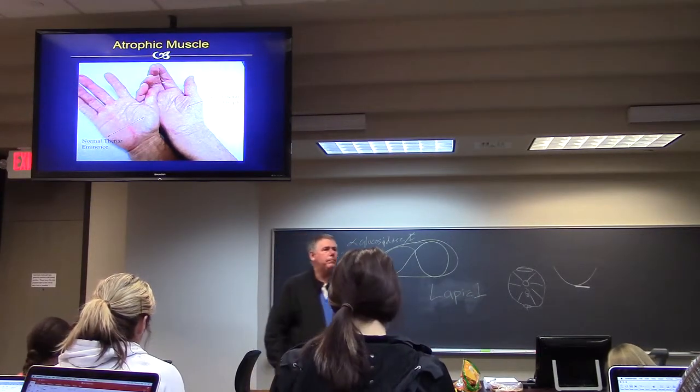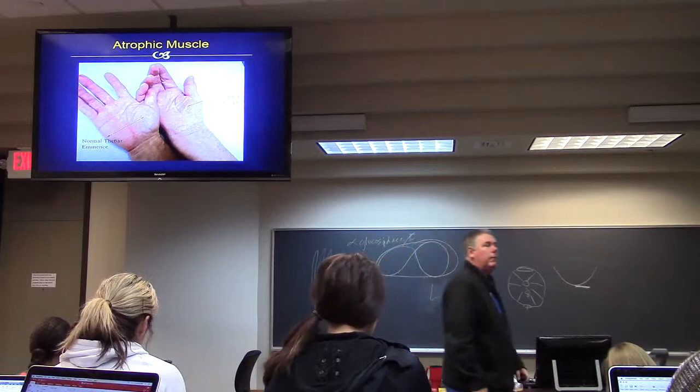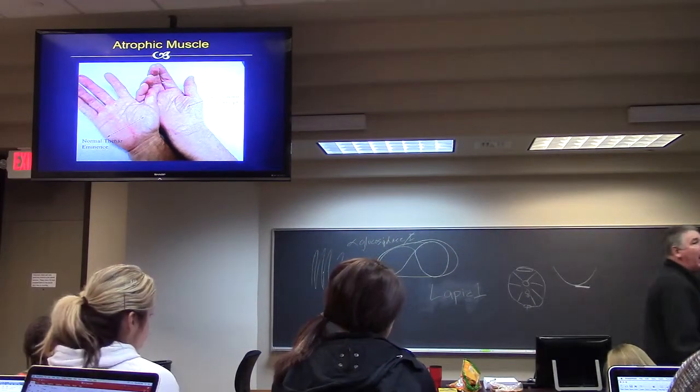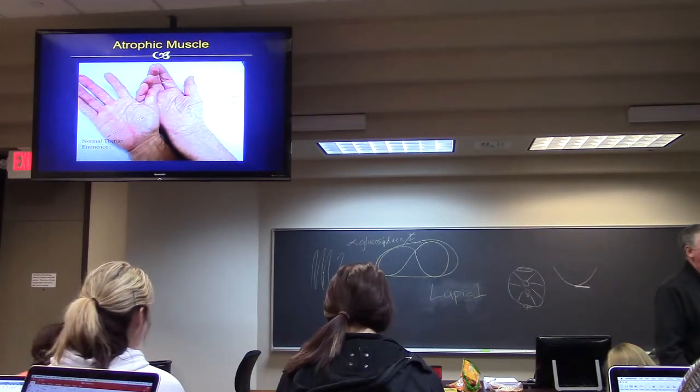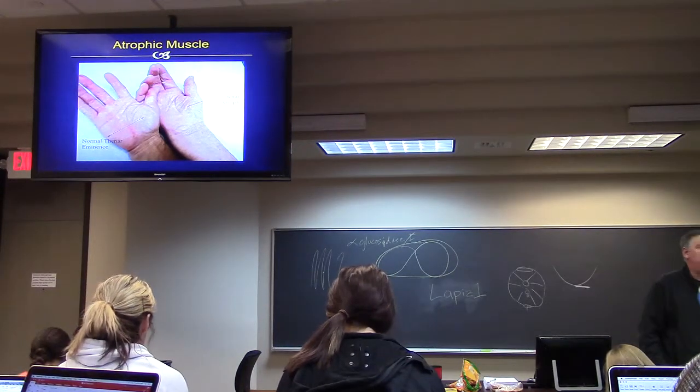Is that a sign of MS too? Multiple sclerosis is a demyelinating disease, so it is a denervation type of muscle atrophy. Yes.